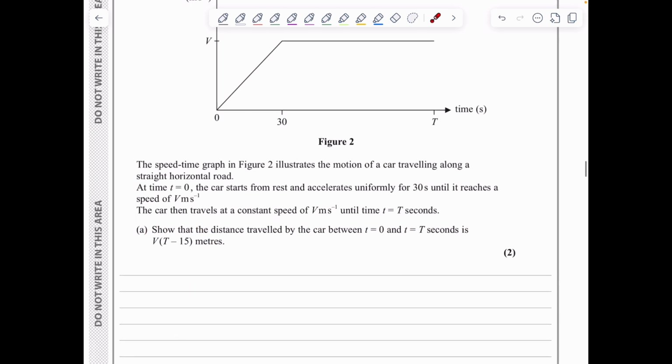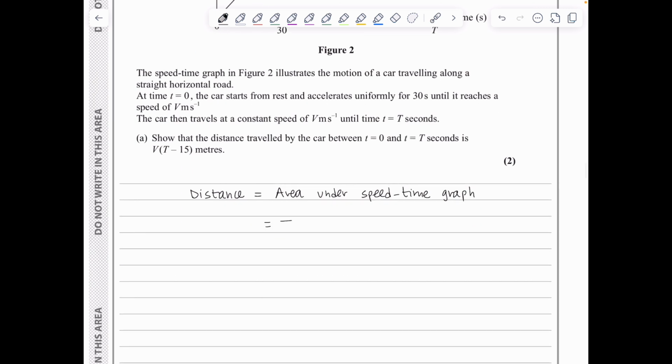Well, we know that in a speed time graph, the area under the speed time graph gives me the distance. So in this case, we're looking at the trapezium. Base 1 is capital T, base 2 is capital T minus 30, and the height of the trapezium is capital V. So this is going to be capital T plus capital T minus 30, and all of it divided by 2 times capital V. So we're looking at 2t minus 30 over 2 times capital V, which is of course V times t minus 15 as required.